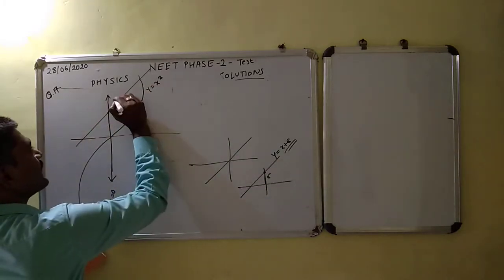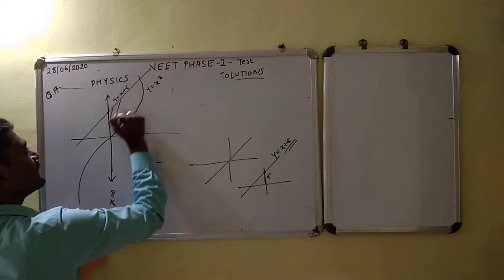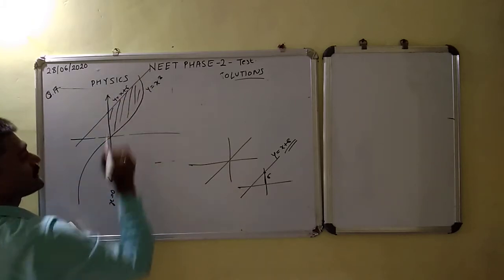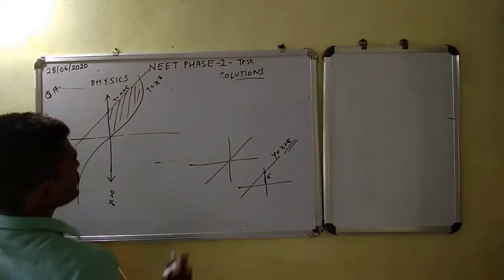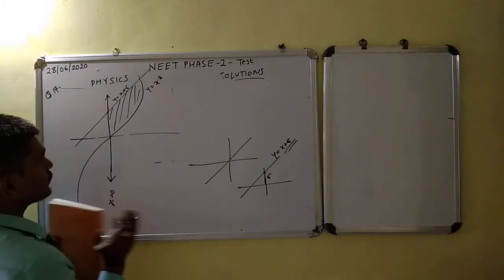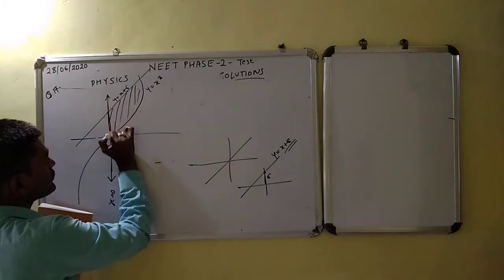Then what is the second curve? y equals x plus 6. So we have to find this area. How much is the area of this unit? So how to find such a thing? We have to find the bounding limits. So what are the bounding limits?